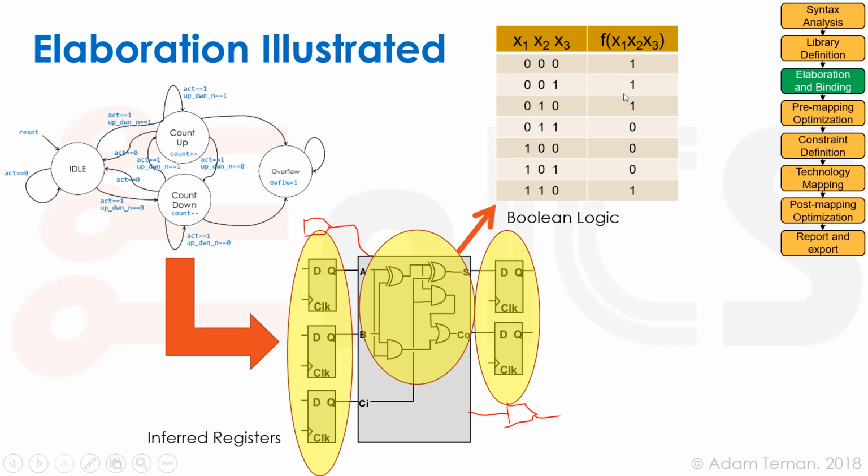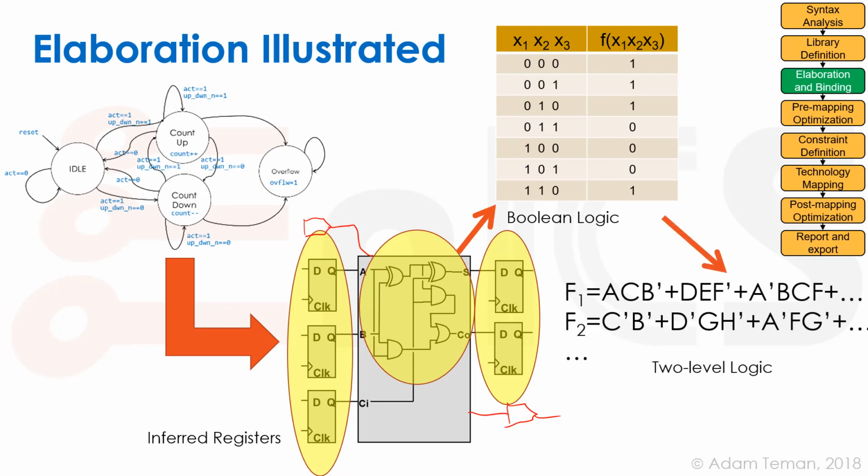So now we have this Boolean logic, and what we're going to discuss now is optimization of the Boolean logic, and the first stage is what we call two-level logic. So we know that each of these output statements in our Boolean truth table can be described as a sum of products or product of sums. Okay, so here basically we have a sum of products representation.